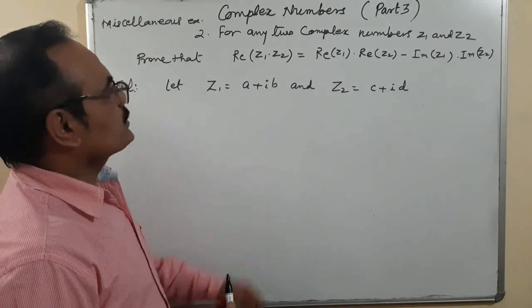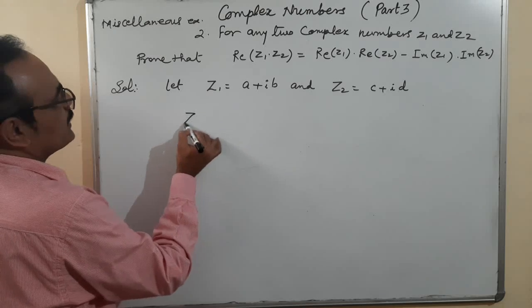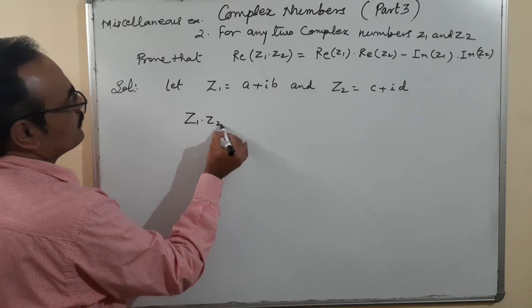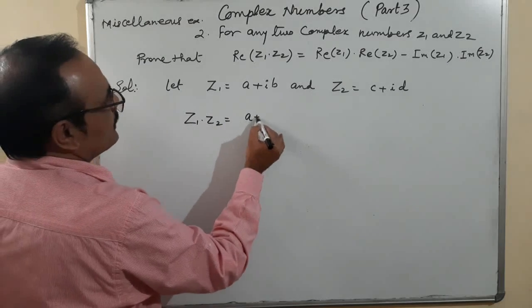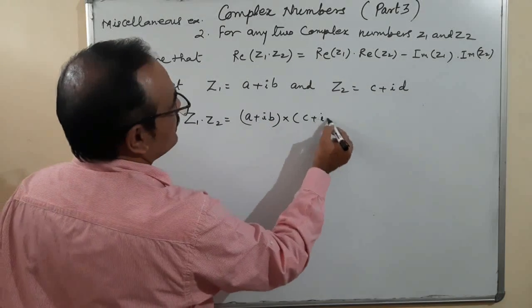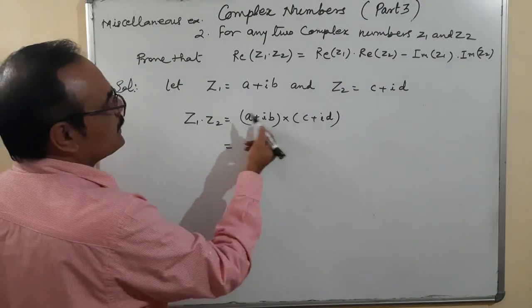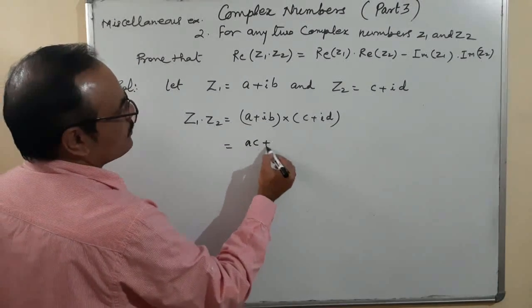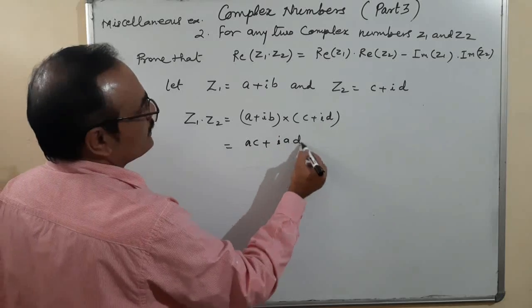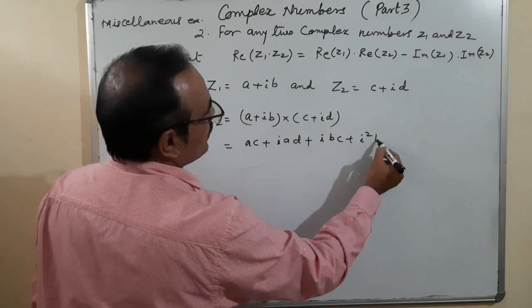First of all, because Z1, Z2 is there, I'm going to multiply Z1 into Z2. (a plus ib) is multiplied by (c plus id). Multiplied exactly the same like two brackets we multiply generally: a into c, plus i ad, plus i bc, and plus i square b into d.